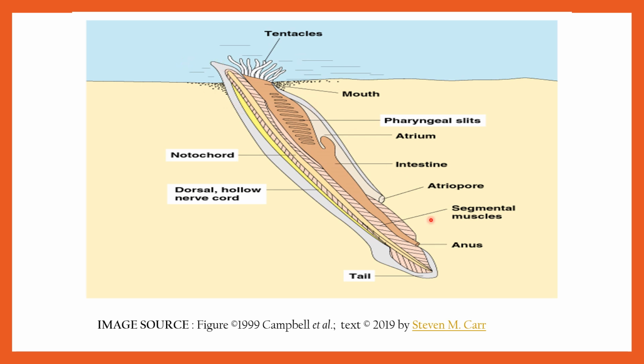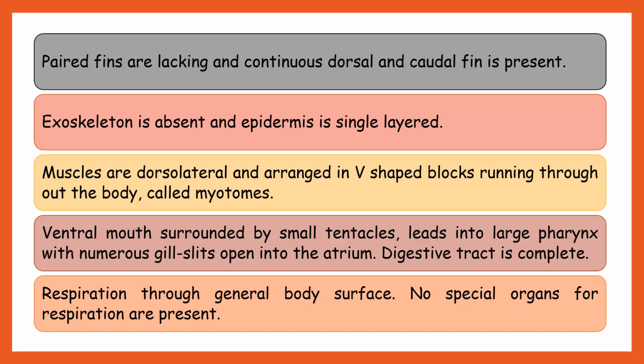If we talk about the body parts here, we can see on the anterior-most end a circular mouth, which is further covered by tentacles. And we can see all the fundamental chordate characteristics such as presence of notochord, dorsal hollow nerve cord, and pharyngeal gill slits. Paired fins are lacking in cephalochordates and continuous dorsal and caudal fins are present. Exoskeleton is absent and epidermis is made of a single layer.